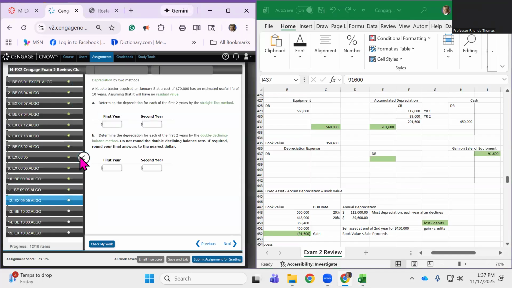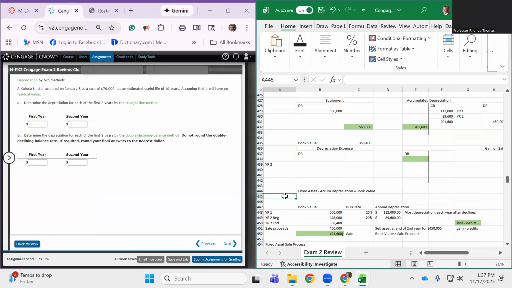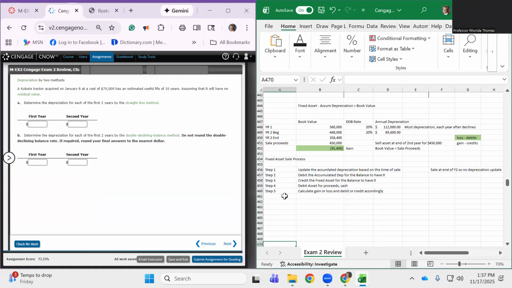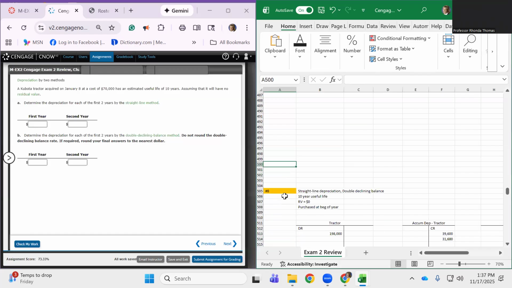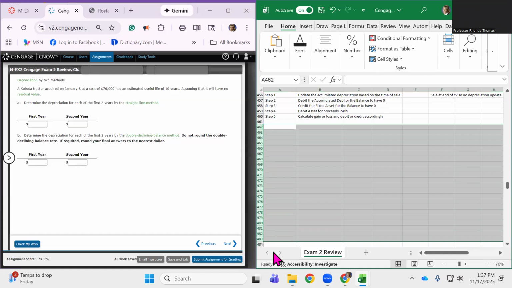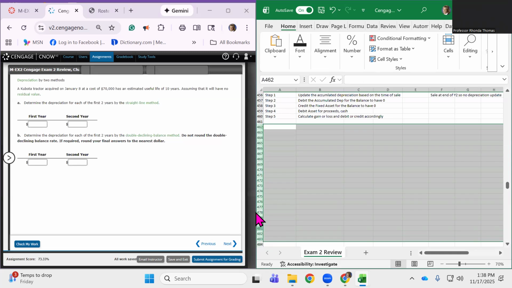One more. This is depreciation by two methods. One's the straight line method, and the other is the double declining. Those are pretty easy to do together. There we go. I just need to shorten my depth here. And there's the steps for selling a piece of equipment, which is tough. It's tough, but we're tougher. Let's try to get through this.